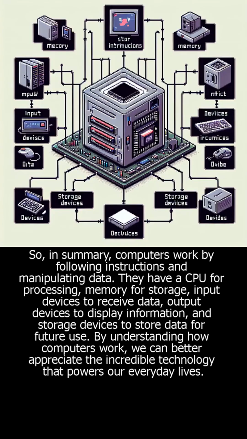So, in summary, computers work by following instructions and manipulating data. They have a CPU for processing, memory for storage, input devices to receive data, output devices to display information, and storage devices to store data for future use. By understanding how computers work, we can better appreciate the incredible technology that powers our everyday lives.